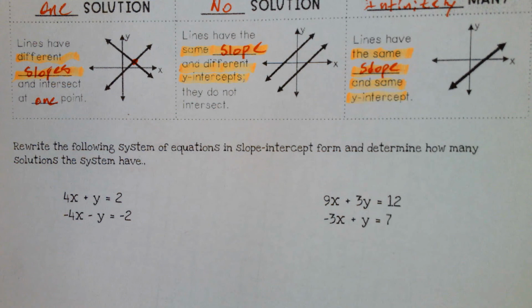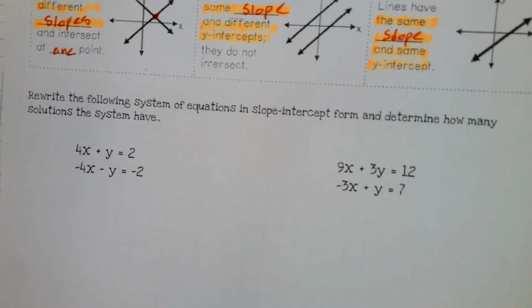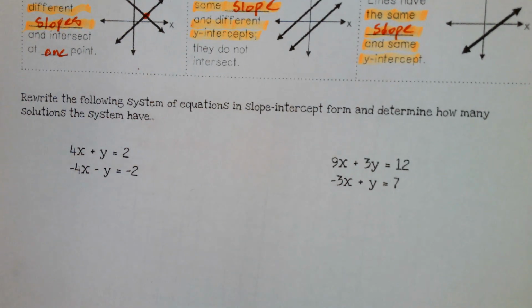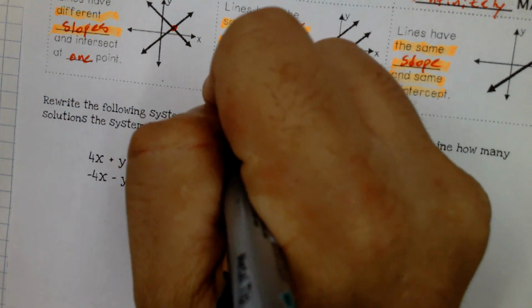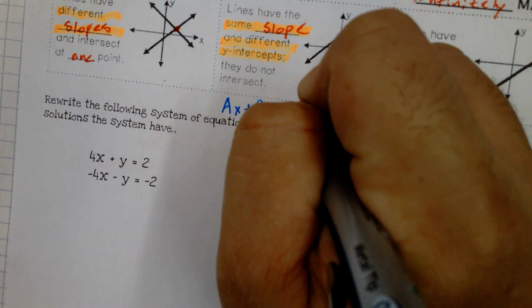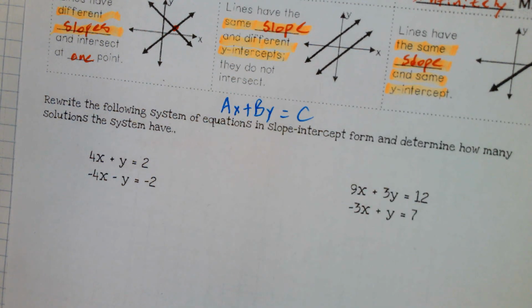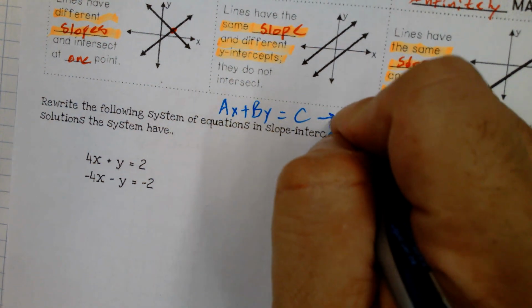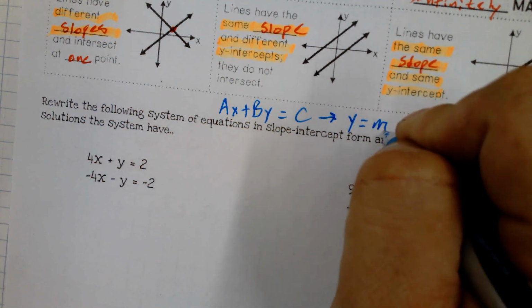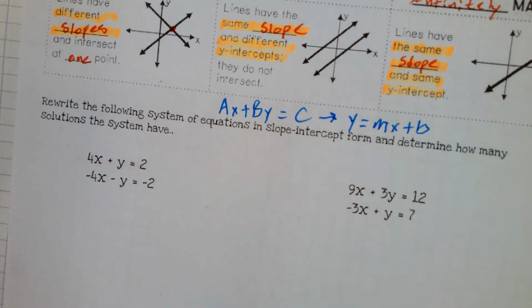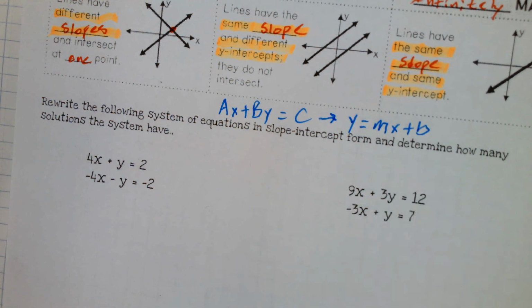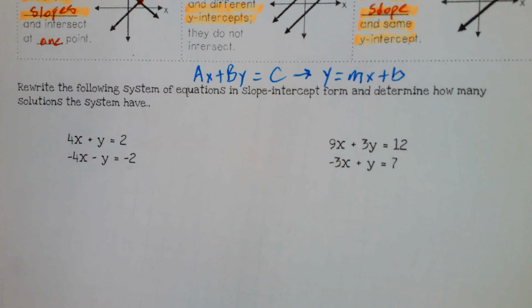So let's rewrite these equations. Right now they're not in slope-intercept form. They're in standard form, this format. And we're going to take our equations, which are in a form that is not helpful for determining slopes or y-intercepts, and rewrite them in y equals mx plus b, which does tell us what the slope and the y-intercept are. Okay, so let's go ahead and start with that.